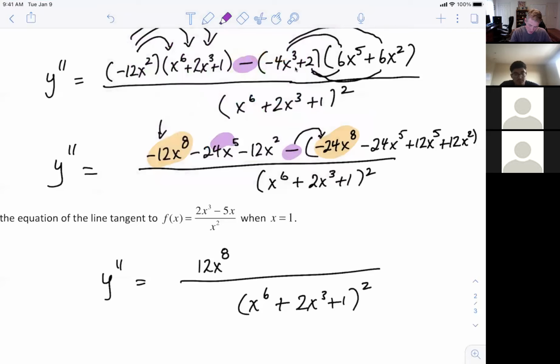And then how about the x to the 5ths? Well, right here, when you combine those two, that's going to be a negative 12x to the 5th. But then this negative still has to apply, so it's actually going to turn it into a positive 12x to the 5th. And then a positive 12x to the 5th with this negative 24 leaves behind negative 12x to the 5th.